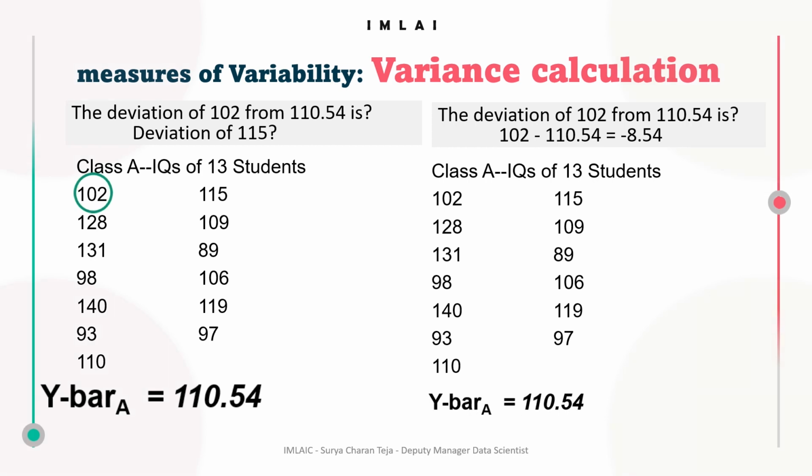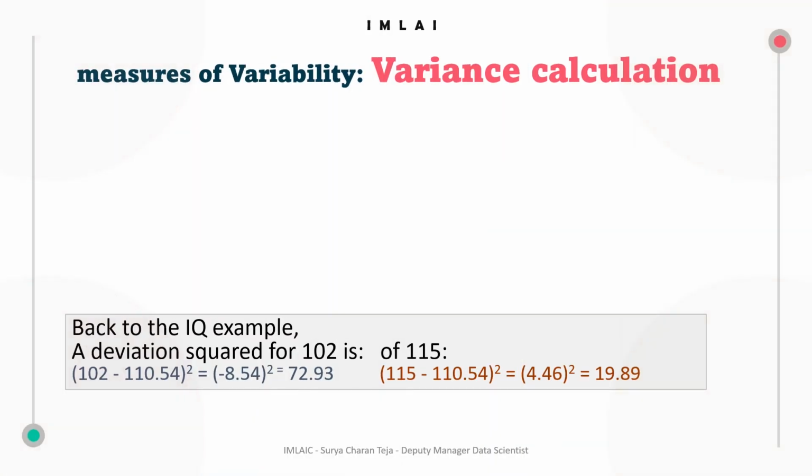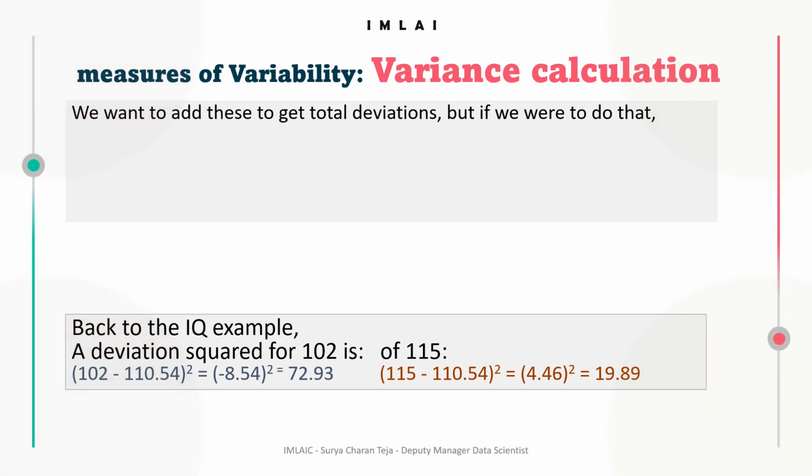Once you have the individual values of deviation, now it's time to calculate the variance. How do you do that? Now we want to add these to get the total deviations, but if we were to do that, we would get a zero every time, because on the left side of the mean all values are negative and on the right side all values are positive. When you add negative to positive, at the end of the day you get zero every time. So what will we do now?